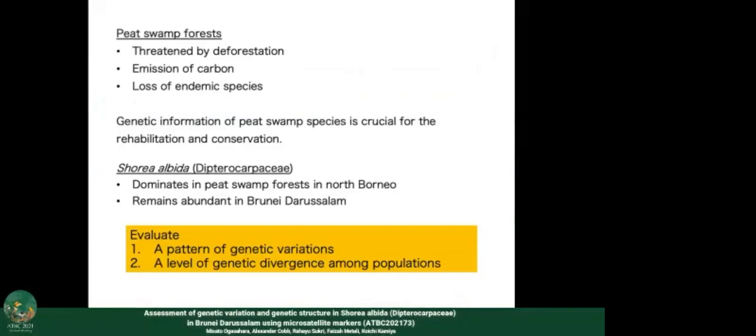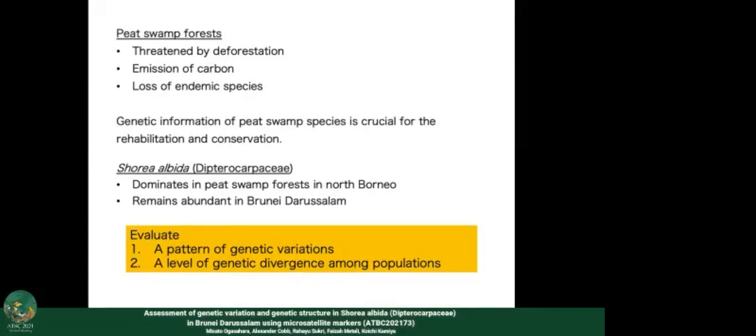Peat swamp forest is one of the major forest types of Southeast Asia. But peat swamp forests have been threatened by deforestation. These forests develop on peat formed by the accumulation of poorly decomposed organic matter. So deforestation leads to the emission of carbon. Also, peat swamp forests host endemic species, so deforestation leads to loss of the endemic species. So rehabilitation and conservation of peat swamp forests are important.